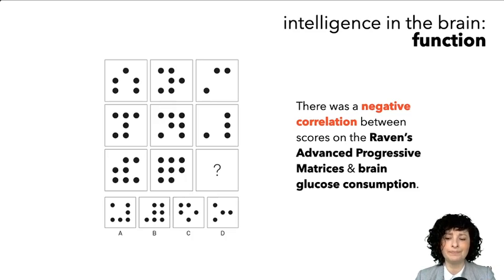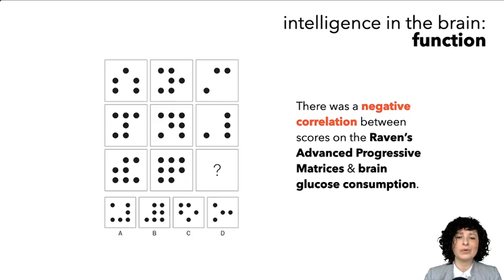And Haier et al. found that there was a negative correlation between scores on the Raven's Progressive Matrices task and brain glucose consumption. That is, the better people did on this task, the less glucose that their brain needed to consume. That's actually sort of counterintuitive, right?